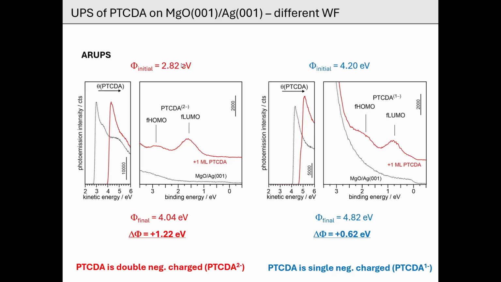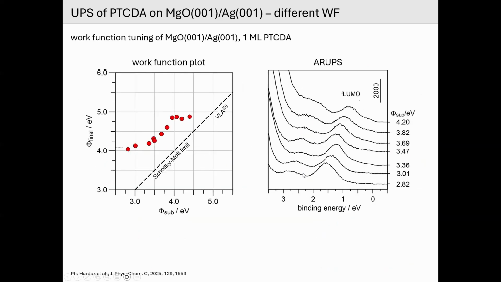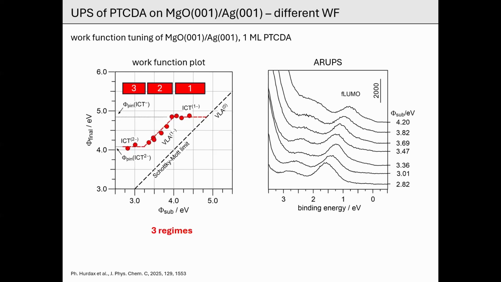With UPS, we see a shift in the occupied LUMO peak, and we do also the work function plot. And you see that we are far away from this Schottky-Mott limit, which indicates non-charged molecules. But we see something like a regime where the work function changes parallel to this Schottky-Mott limit, which looks like a vacuum level alignment regime. So I put the lines here to make identification a bit easier. We have 3 regimes here.